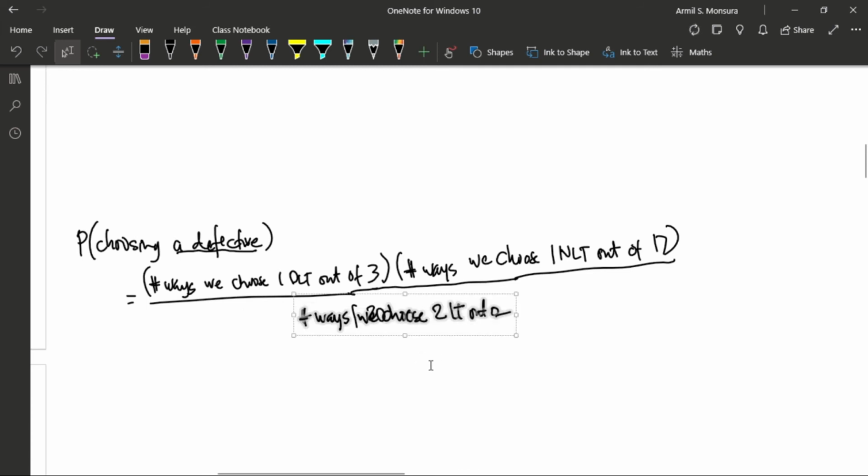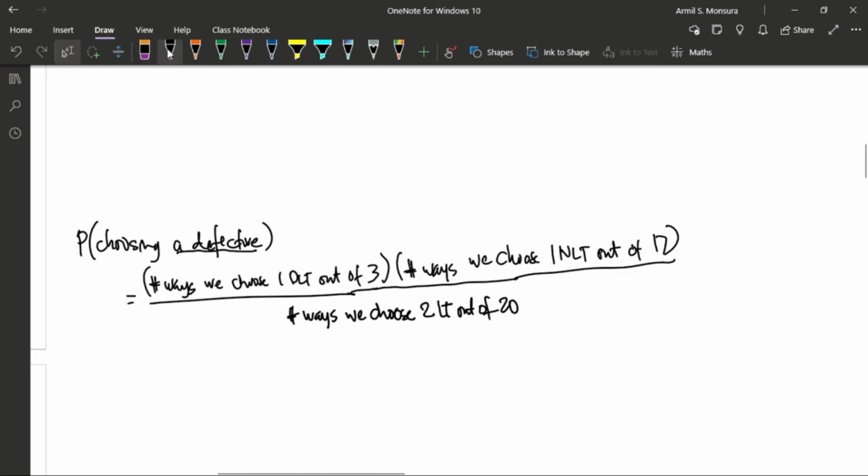Okay, so for us to find the probability of choosing a defective laptop, we need to find the number of ways we choose one defective laptop out of the 3 na meron doon sa 20, times the number of ways we choose one non-defective laptop out of 17, doon sa 20 na laptops na meron sa retail store, and then we will have to divide that with the number of ways all in all.